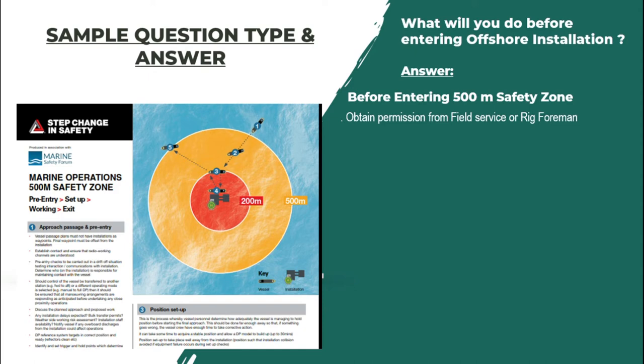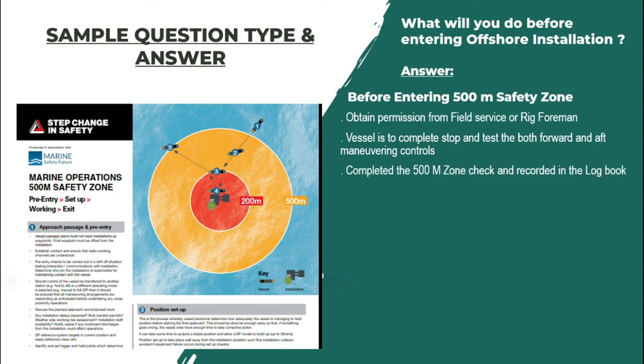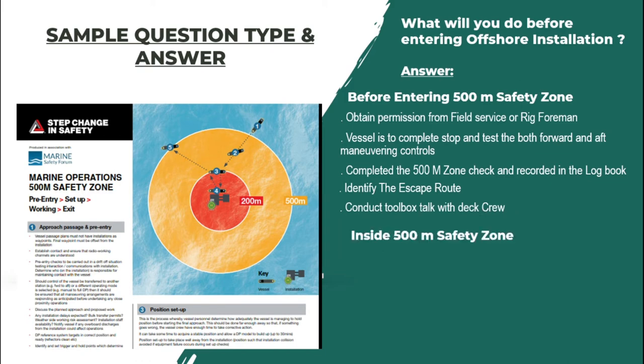Before entering the 500 meter safety zone, the first thing we have to do is obtain permission from the field service or rig foreman. Then the vessel is to come to a complete stop and test both forward and aft maneuvering controls. Then we have to complete the 500 meter zone checklist and record it in the logbook, identify the escape route of the platform, and conduct a toolbox talk with the deck crew.